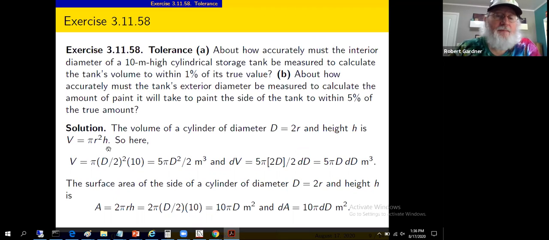Okay, so we'll replace the R with a D. We'll get R as D divided by 2. So we get a D over 2 there because I want to do things in terms of this diameter. Also, they told us the height of the tank.